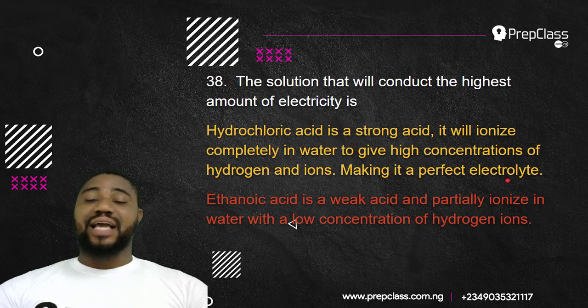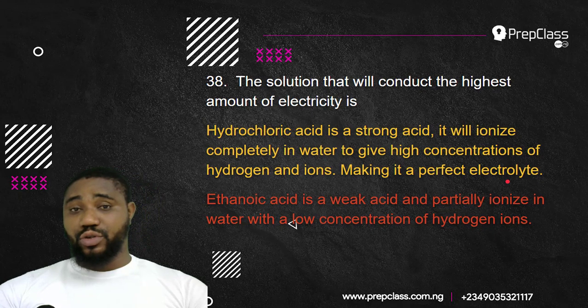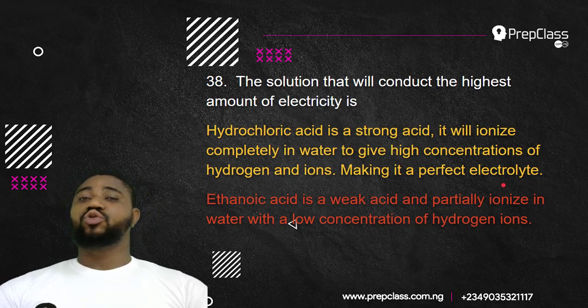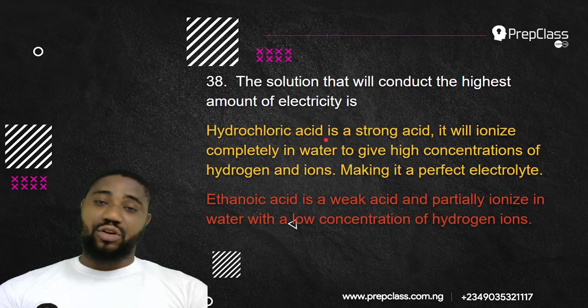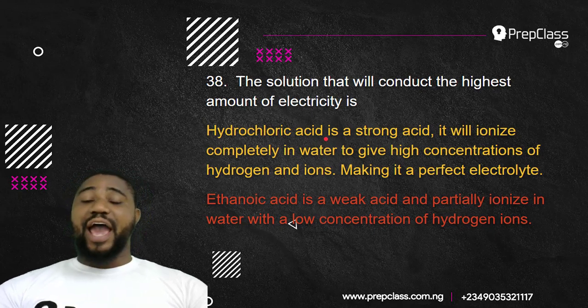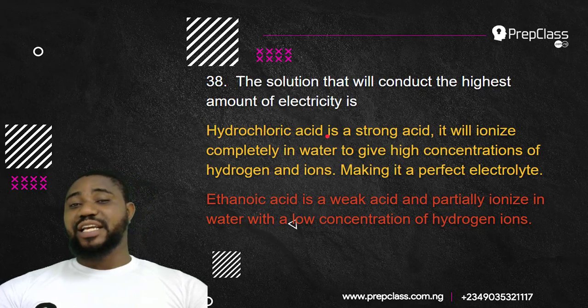So any compound that can dissolve in water and dissociate into cations and anions is able to conduct electricity, and such a compound is known as what? An electrolyte. So hydrogen chloride, or hydrochloric acid, dissociates to give hydrogen ions and chloride ions. Hydrogen ions are positively charged, so they are cations. Chloride ions are negatively charged, so they are anions.